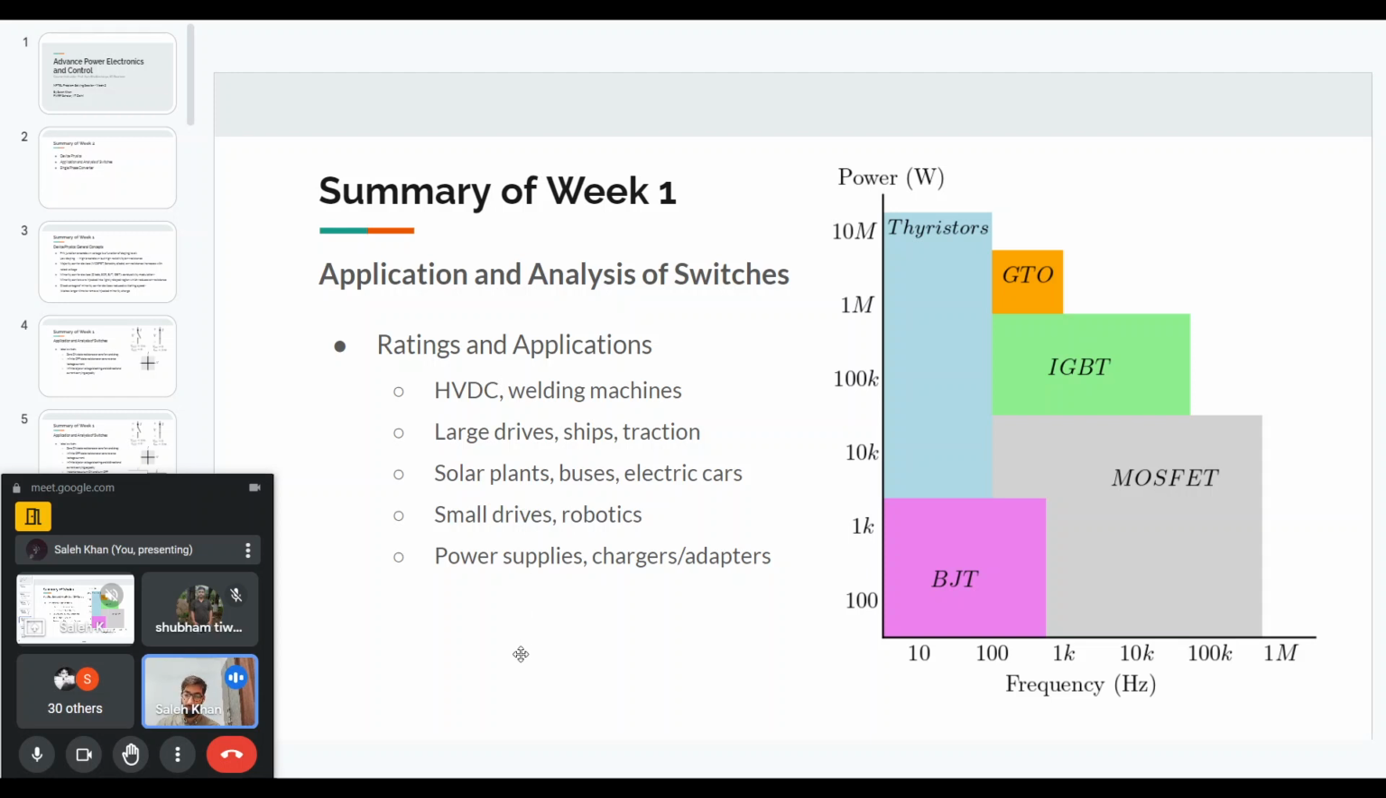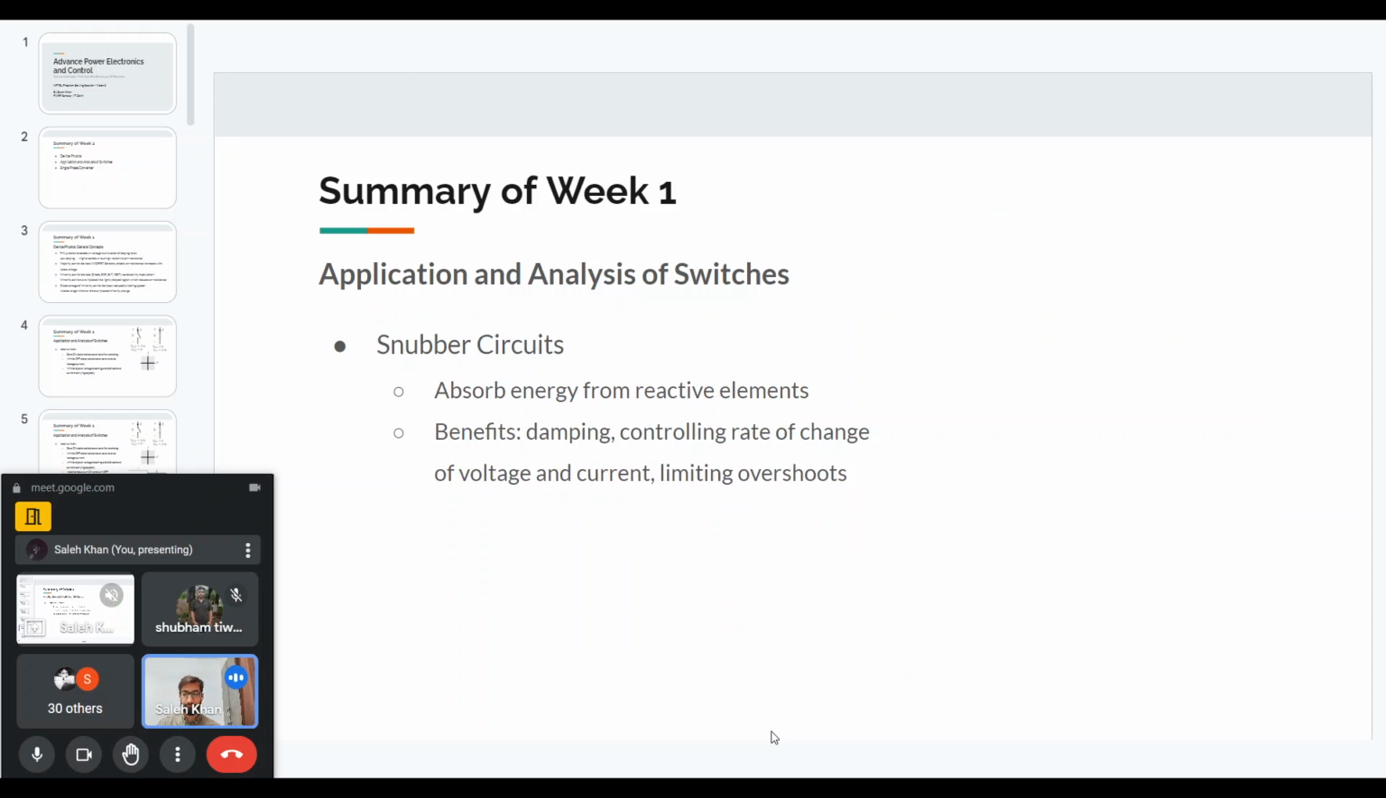And similarly for power supplies like UPS and power supplies you have in your computers and your laptops, and chargers, adapters. So these are chargers for even mobile phones, laptops, or higher level chargers for EVs or scooters. In all these cases, we use MOSFETs with high switching frequency so that we can reduce the size of these components. So this was about the ratings and applications of these devices.